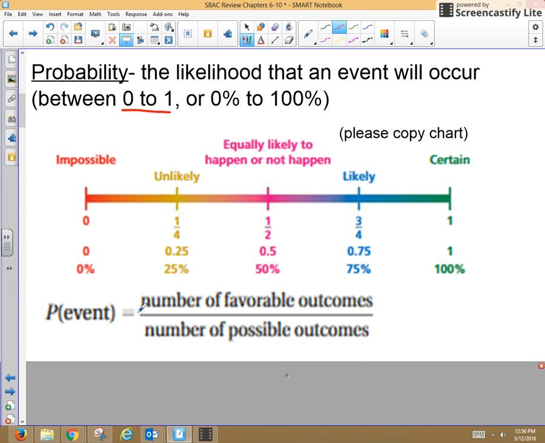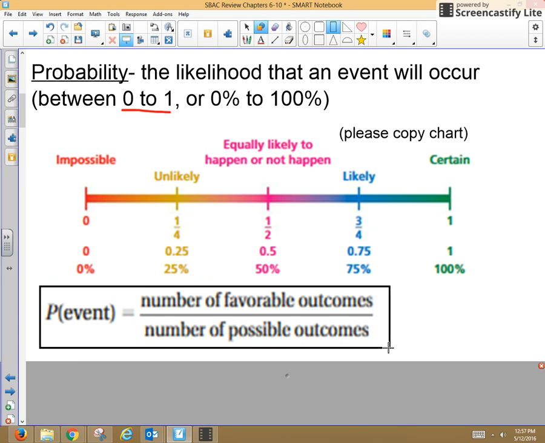Once you have the chart copied down, this is our formula to find probability. So I'm going to put a box around this so we remember it. Probability of an event is the number of favorable outcomes divided by the number of possible outcomes. Probability, or capital P, is usually written as a fraction. It can also be written as a decimal or a percent, but the most common form is fractions.